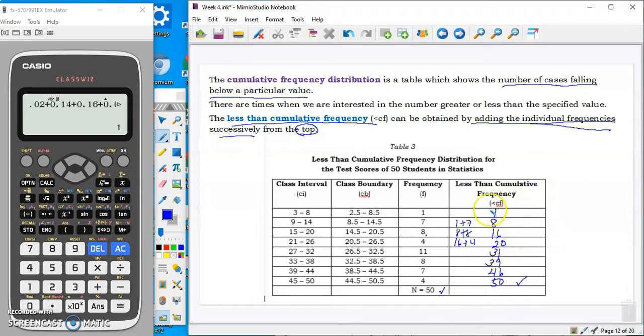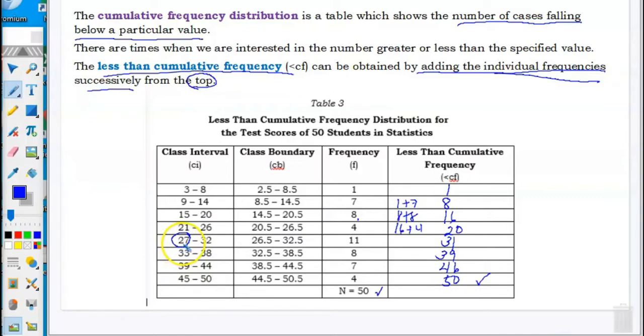Now, this table is intended for questions such as, how many scores do we have less than 27? If you're going to look at this, these are the values which are less than 27. No need to add these because it's already here. So the answer would be 20. That's the purpose of the less than cumulative frequency. How many scores got lower than a value?